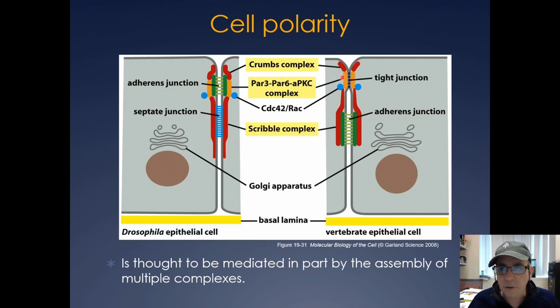And here you can see it again. You're going to have your tight junctions on top, and then near that will be the RAC, the small G protein, then your adherens junctions, and then your desmosomal junctions, and then ultimately down on the bottom you're going to have your hemidesmosomes attached to the basal lamina. And it's pretty much the same in Drosophila, but you don't need to necessarily know the Drosophila ones.